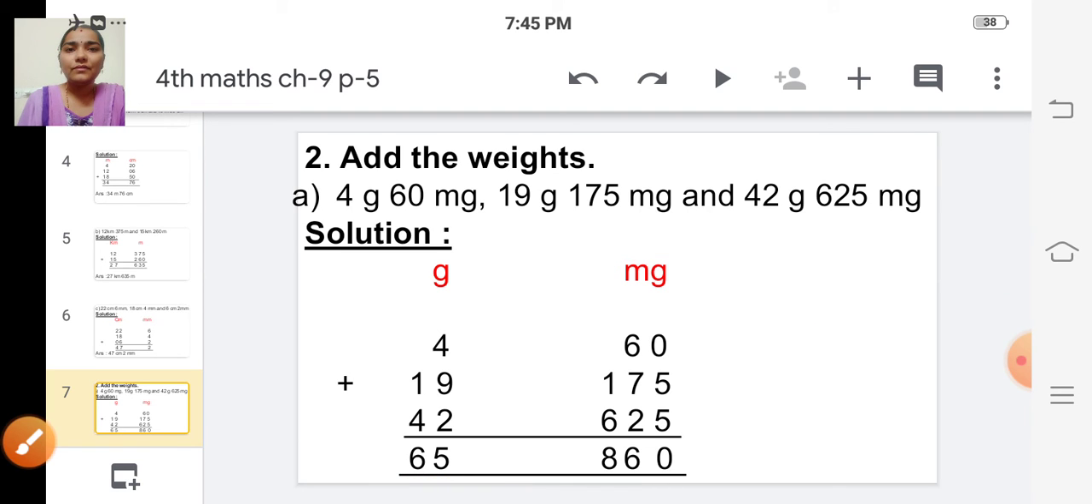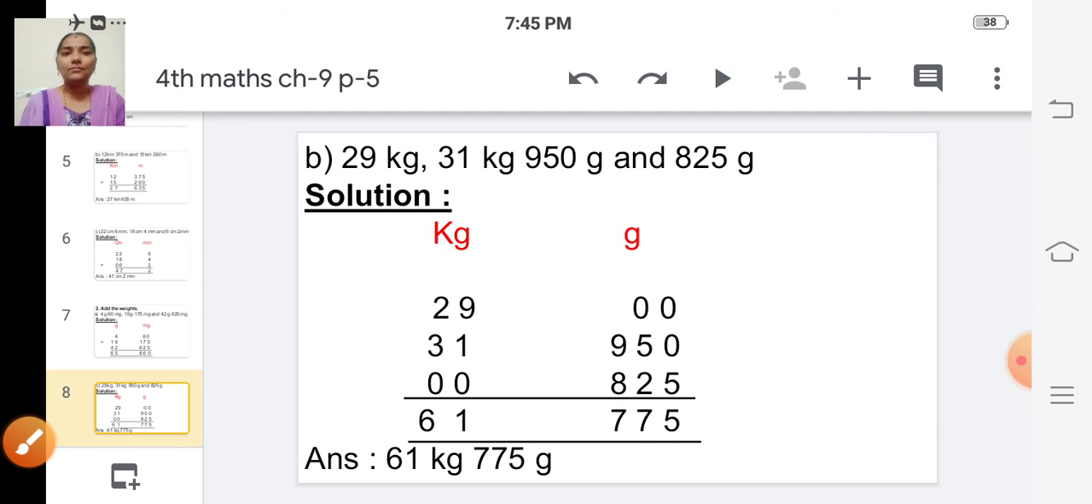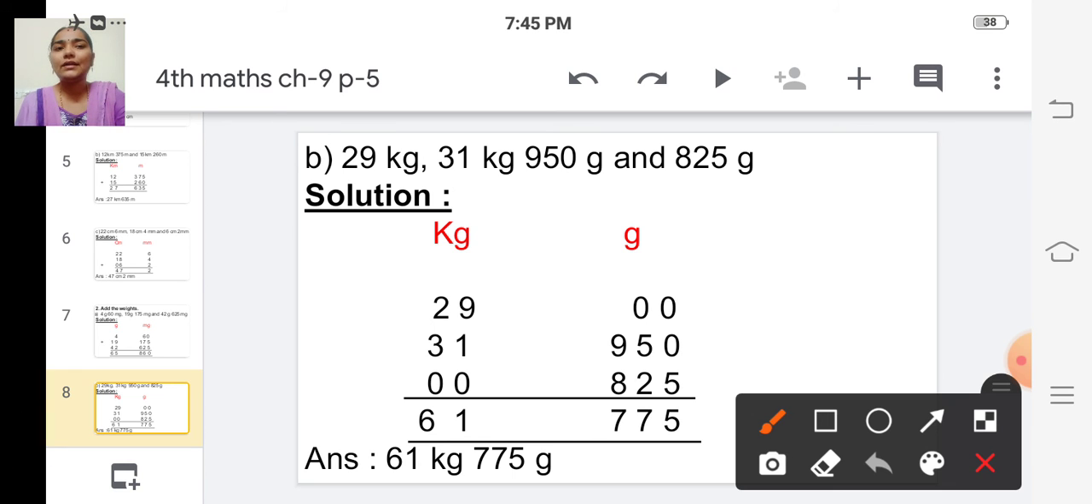Okay, so we will do one more problem. So second one is 29 kilogram. First weight is 29 kilogram and second weight is 31 kilogram and 950 gram and the third weight is 825 gram. Okay, so what are the units they have given in this problem? Kilogram and here kilogram and gram. So 2 units they have given in this problem, right? What are they?